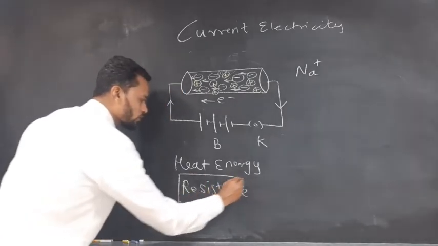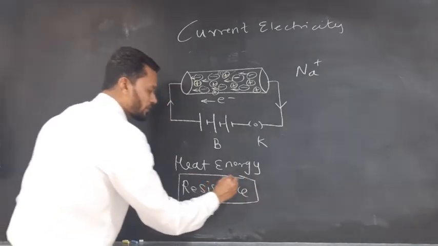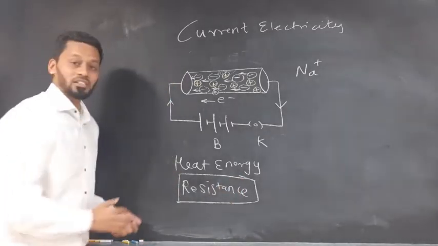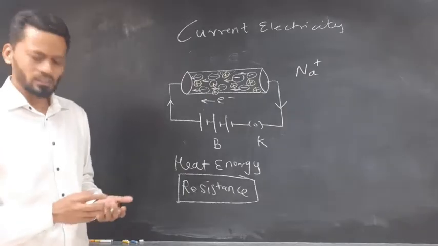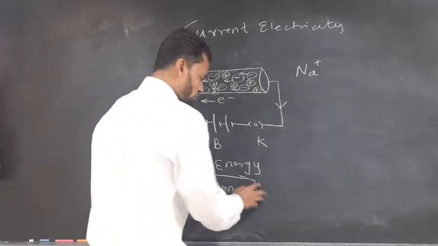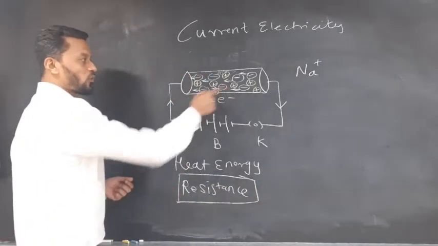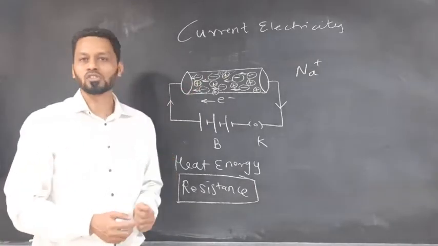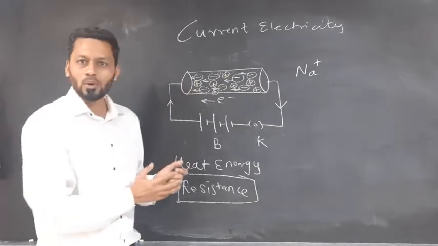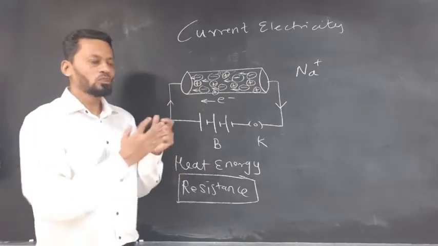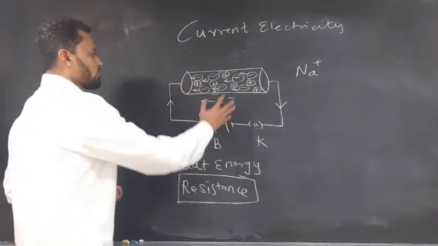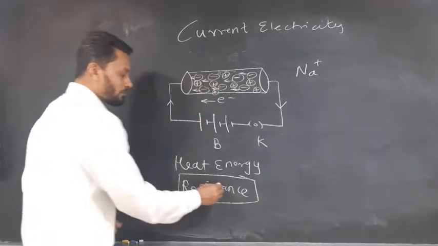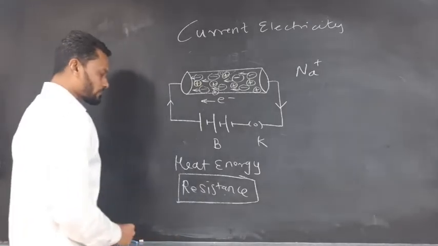So we came to the first physical term of current electricity, which is resistance. So basically resistance is the obstruction offered to the flow of electrons. Now who is providing them the obstruction? It's positive charges. So positive charges are providing the obstruction to the flow of electrons. So due to that there will be more heat energy. More heat energy means there will be more resistance.